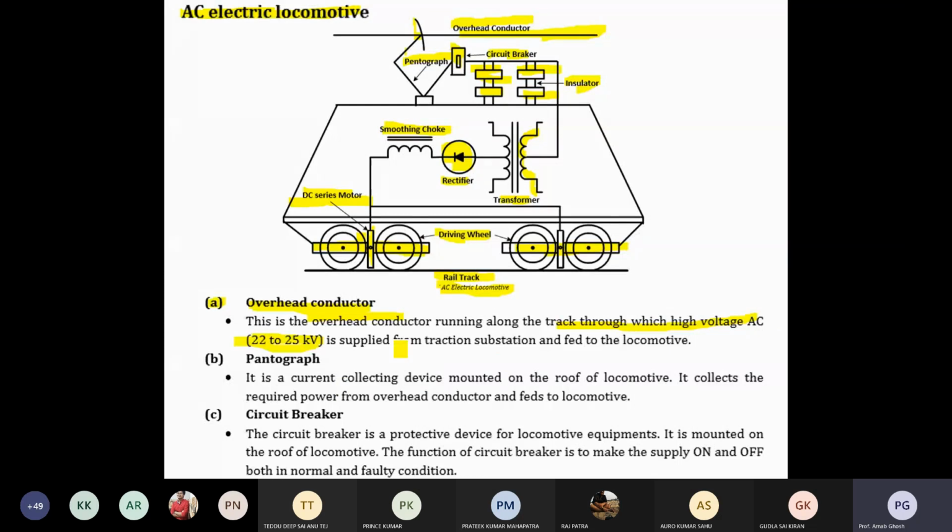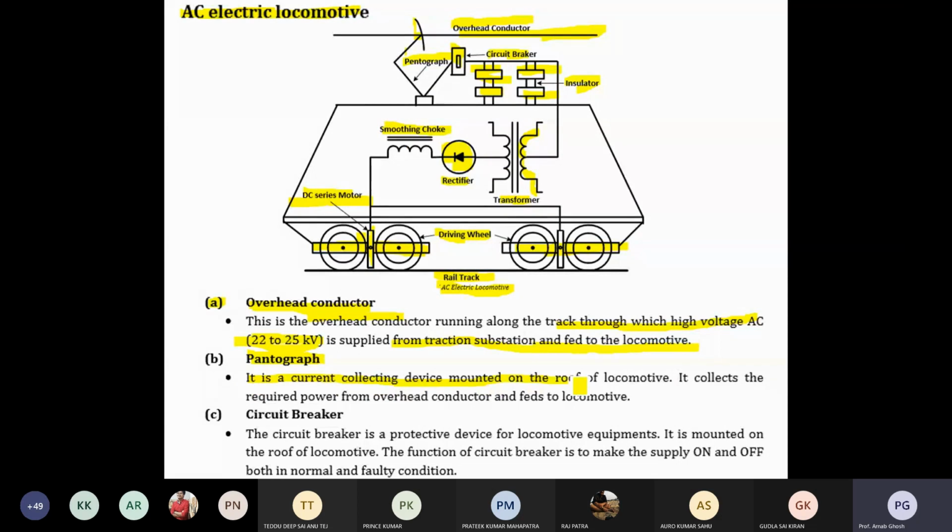It is a current collecting device mounted on the roof of the locomotive to collect the required power from the overhead conductor and feed it to the locomotive. Okay, then the circuit breaker. So I think all of you are able to understand the purpose of the pantograph.